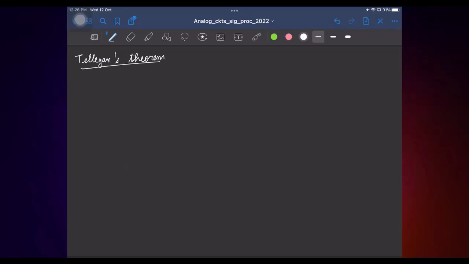So let's say you take any electrical network. I'll not explain the proof, I'll just take an example and show you. So you take any electrical network, some random network like this.